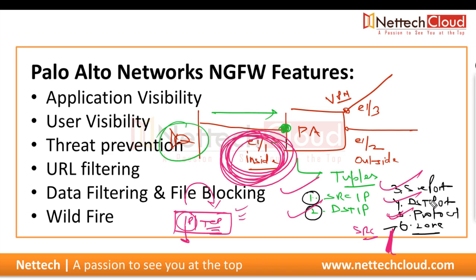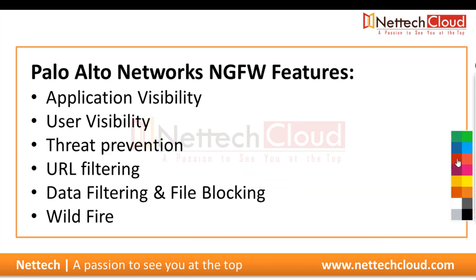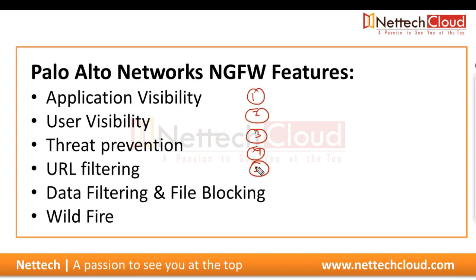So the problem here is that the firewall can easily identify or retrieve five pieces of information: source IP, destination IP, protocol number from the IP header field, source port address from the layer 4 header, and destination port address.